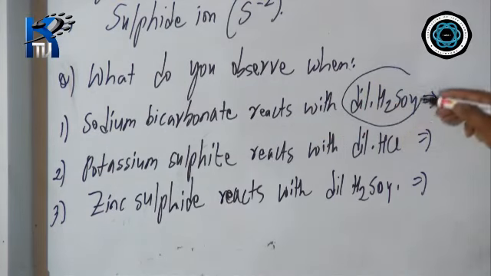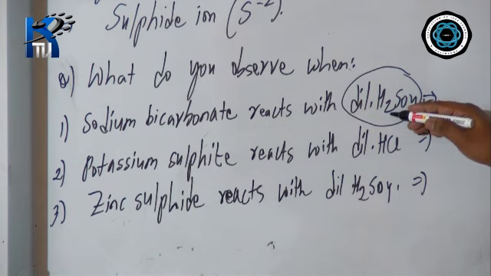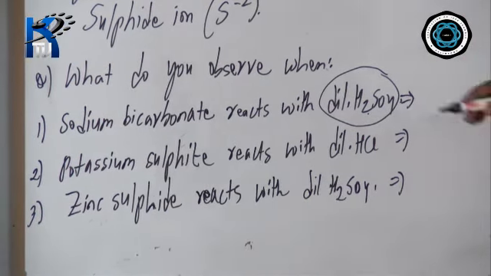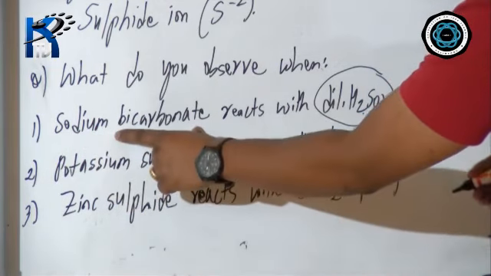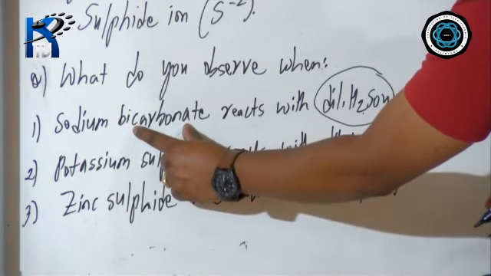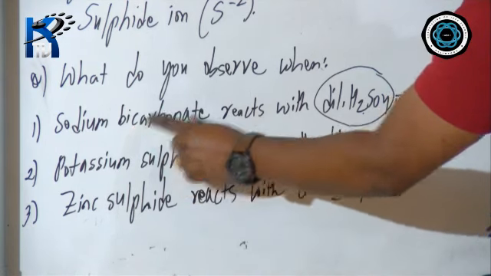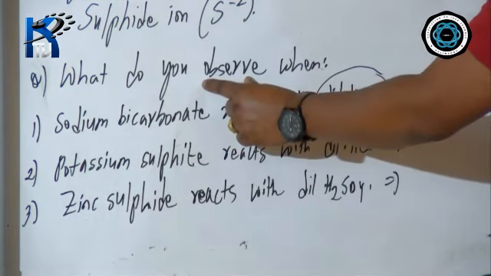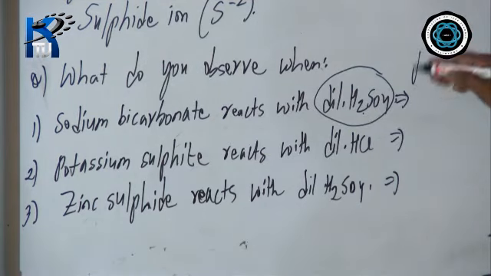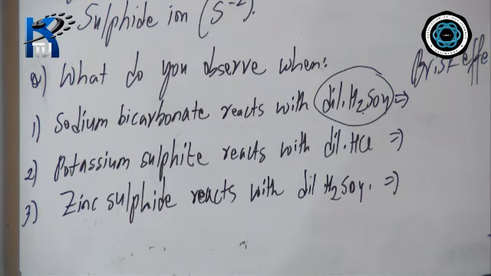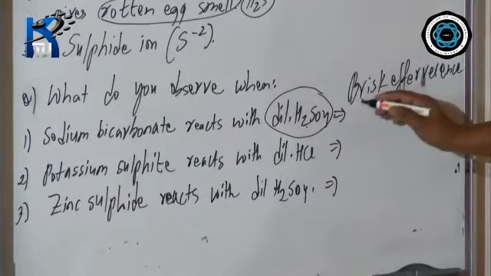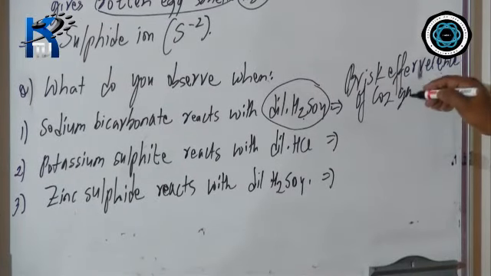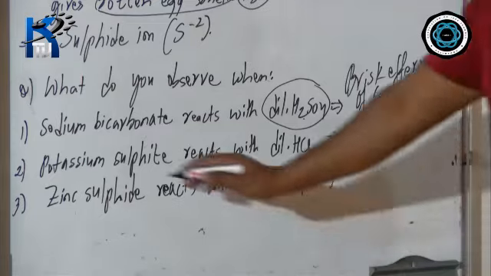Now tell me here, dilute sulfuric acid is what? Actually acid. And now we have to recall the property of acid. Acid, when it reacts with metal carbonate or metal bicarbonate, produces carbon dioxide gas. And that carbon dioxide gas has what kind of observation you observe? Brisk effervescence. So the answer will be brisk effervescence of carbon dioxide gas is evolved.